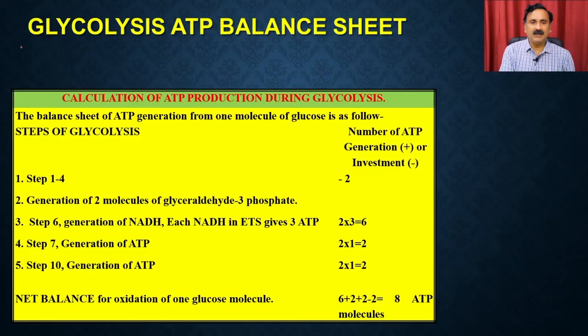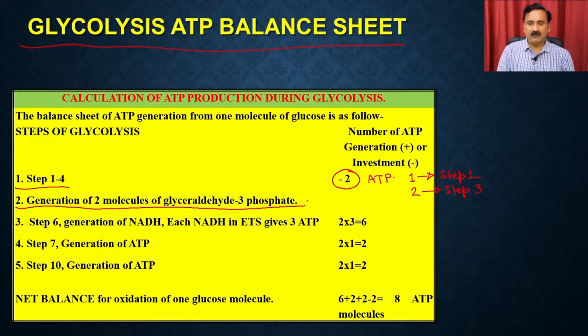So what you see here is a balance sheet, the ATP balance sheet. In step 1 to 4, we are actually utilizing 2 ATP. So we are utilizing 2 ATP: 1 ATP in step 1, and the second ATP, which we are utilizing in step 3, right? Then we have the generation of two molecules of glyceraldehyde 3-phosphate, right?